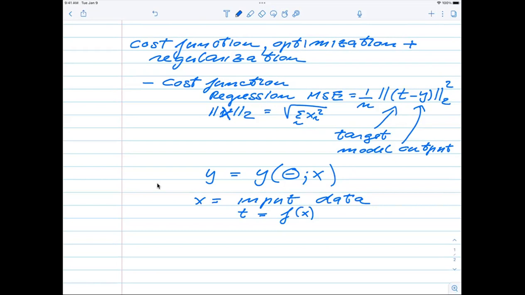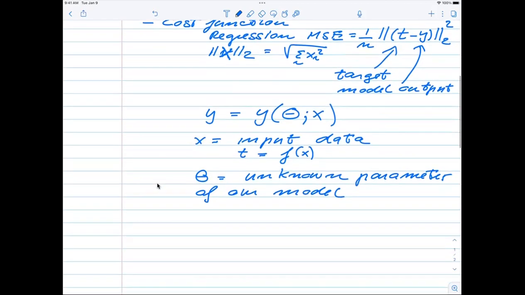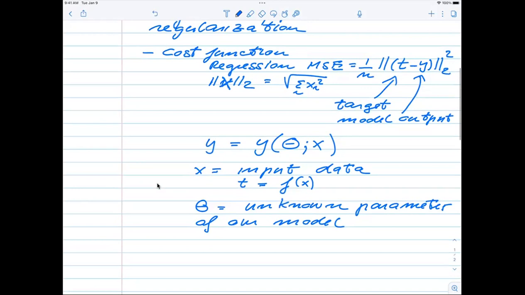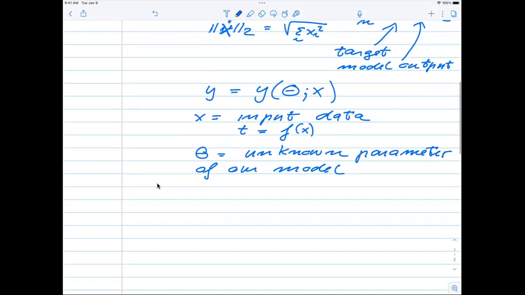So feel free to interrupt me if something is unclear here. Now, this theta is a common denominator for the parameters, or the unknown parameters of our model. And what we have now is a cost function. So if you look at this mean squared error, we are going to rewrite this cost function as a function which depends on these parameters theta. And our y, which is our model, depends on these parameters theta.